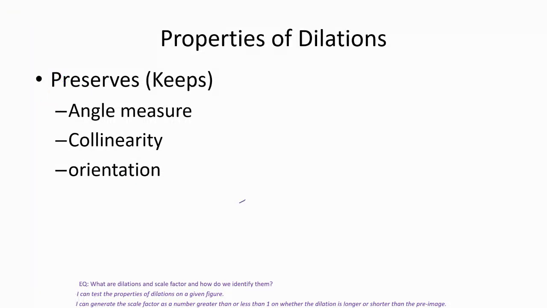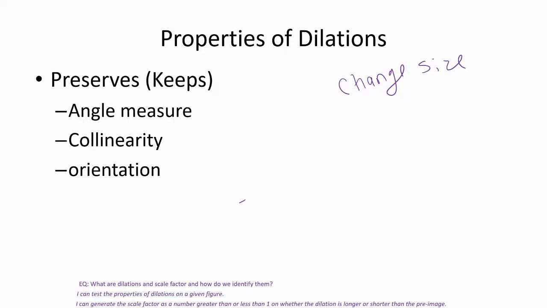Now we're going to talk about the properties of dilation. In order to prove it is a non-rigid transformation or a dilation, you need to make sure it has these 3 properties. The first property is that it preserves, or keeps, something. Before, when we did rigid transformations, the size would stay the same. Now this is going to change the size of the shape.